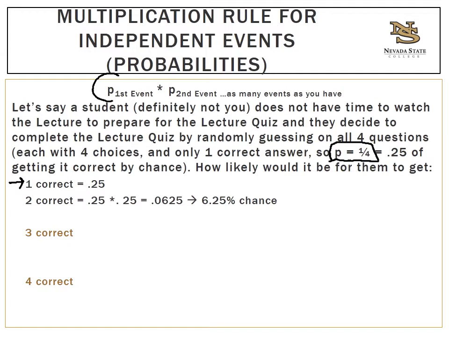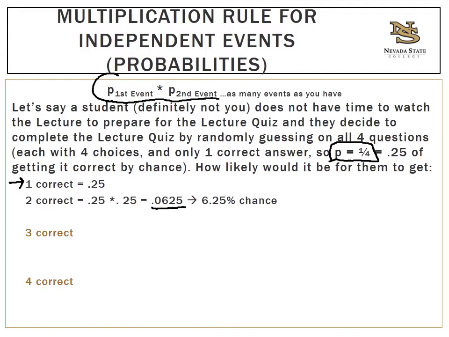So it'd be 0.25. But if we're still looking at those 4 questions and we want to know how likely it would be, if you just randomly guessed, that you would get 2 correct? Well, now you're going to take the first event, correctness, 0.25, times the second event, 0.25, and you would get 0.0625, or a 6.25% chance that if you randomly guessed, you'd get a 50% on the quiz, or 2 correct. Go ahead and take a look at 3 and 4 and try it on your own.